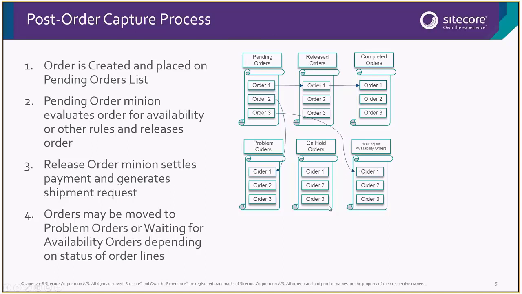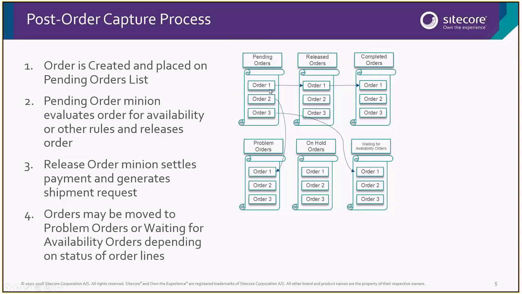The general pattern that happens is that an order gets placed onto the pending orders list. The pending orders minion then evaluates each of these orders and tries to do something with it. So it may be that it can release it. Everything's available. The payment can be settled, and we just release it.